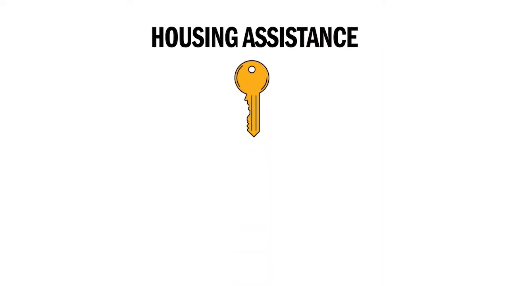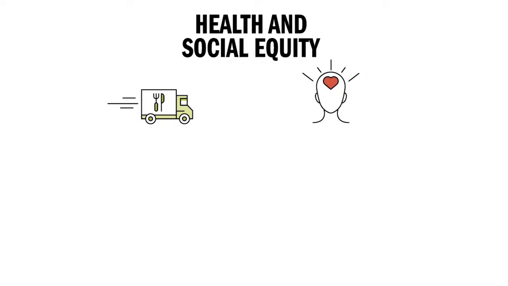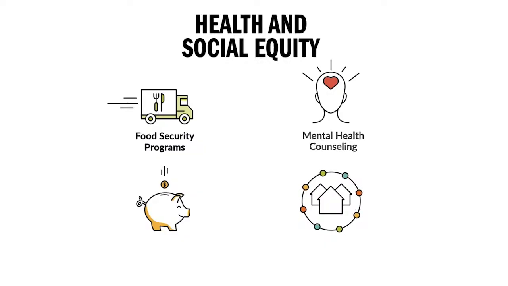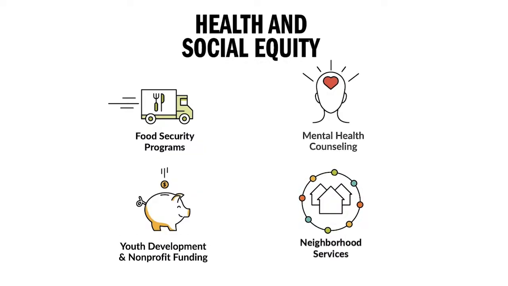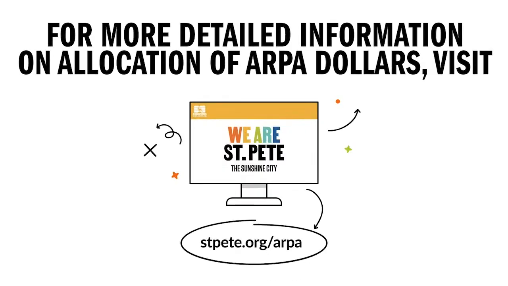What might that housing assistance look like? Financial assistance toward things like new housing units, shelters for families in need, and additional supportive services. With the rest of the funds, the plan addresses mental health challenges and food insecurity. 25% of the ARPA funds will be used to develop projects that treat root causes of these conditions and situations. Things like food security programs, mental health counseling, youth development and nonprofit funding, and other neighborhood services. For more information about the city's use of ARPA funds, visit stpete.org/ARPA.